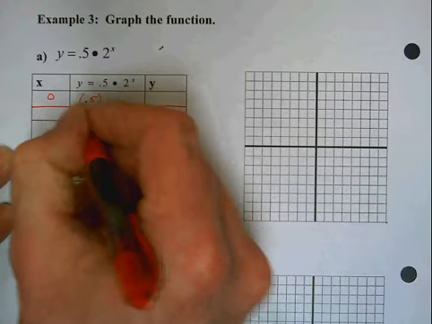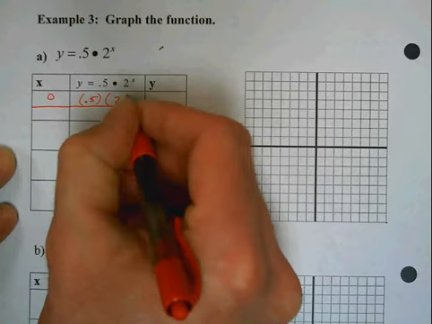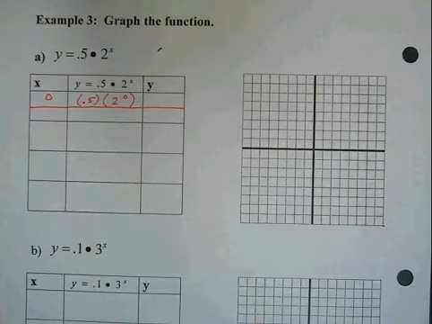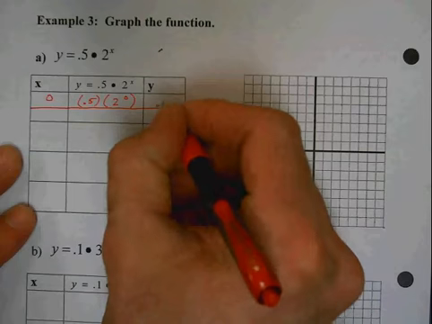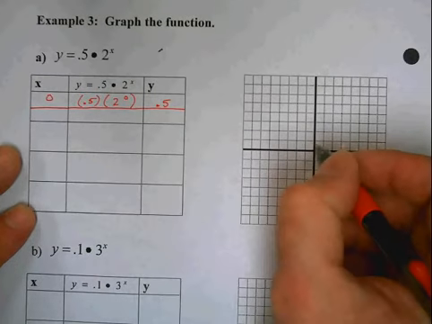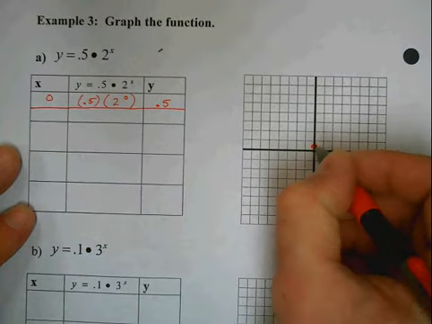0.5, you need your calculators here, 2 to the 0. Now remembering, this is reviewing for tomorrow. Anything to the 0 is 1. So 1 times 0.5 is 0.5. So let's graph 0.5. There we go.